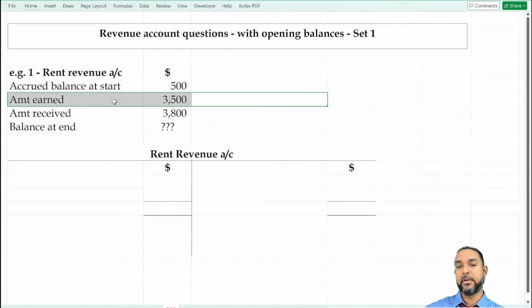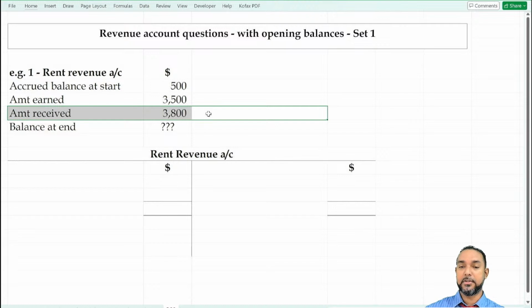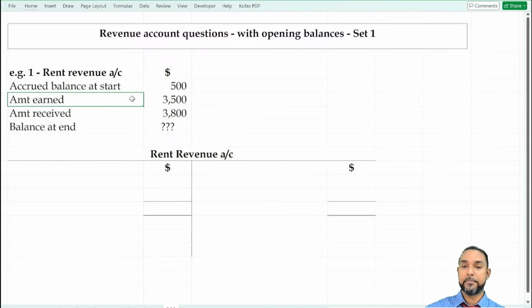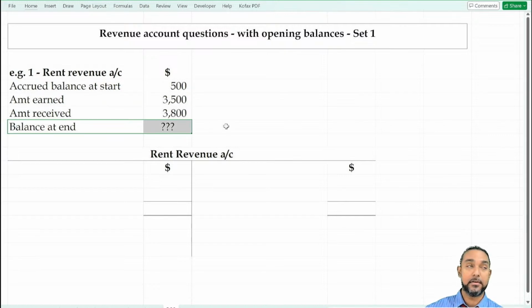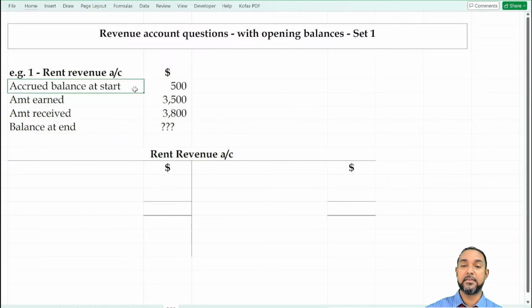Now, this is the monthly rent figure, and they actually gave you 3,800. So at first glance, I might think, hey, they were supposed to pay me 3,500 and they paid me 3,800. So clearly, they paid me an extra 300, which is correct. They did pay you an extra 300, but you might be saying, well, that's the balance at end. No, because we have a balance at start. So if you think about it, they owed you 500 from last month and 3,500 from this month. So the total amount that they're supposed to pay you is how much? 4,000, the sum of the opening accrued balance and the current amount earned in the current month. 500 plus 3,500 is 4,000.